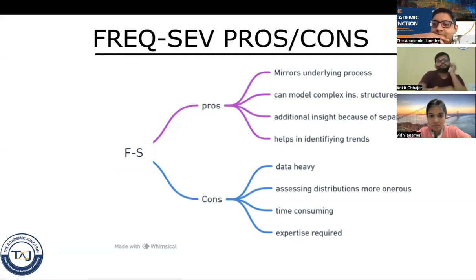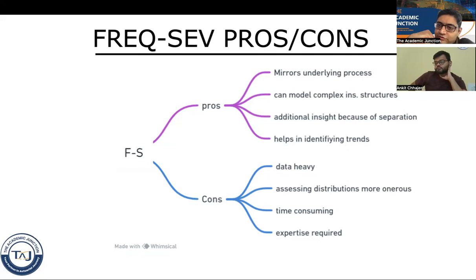Questions? What could be the major reason for not using GLM and using frequency severity? Is it because GLM requires much more data than frequency severity, or is it because of the computational power which GLM needs, or expertise? I would say all of them are factors for not using GLM, and all of them are factors for using frequency severity, right?